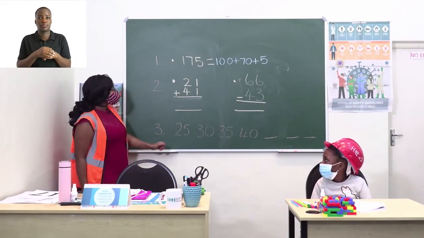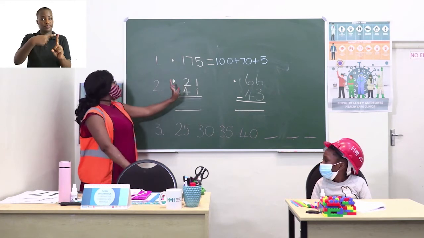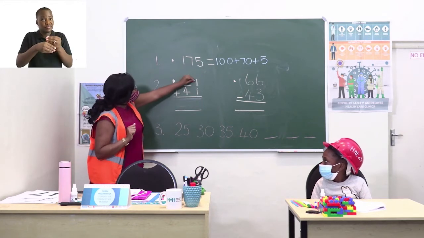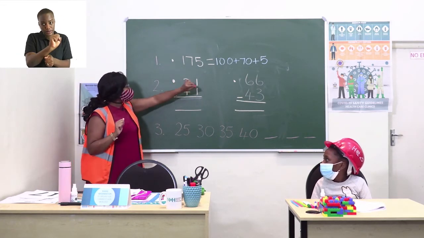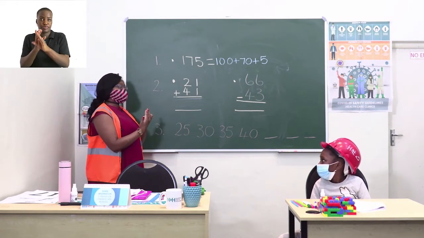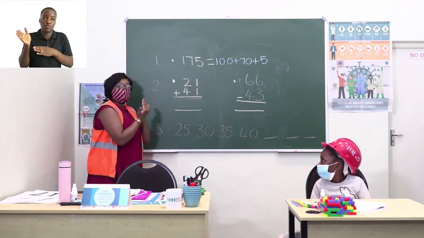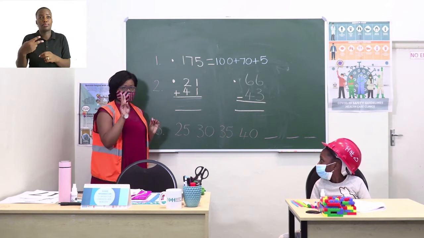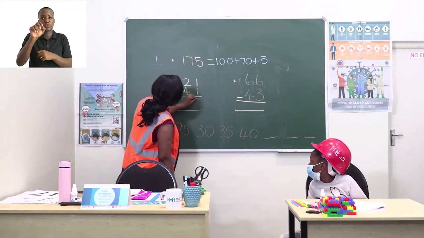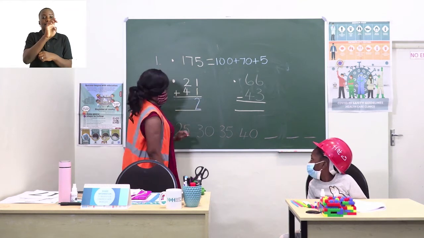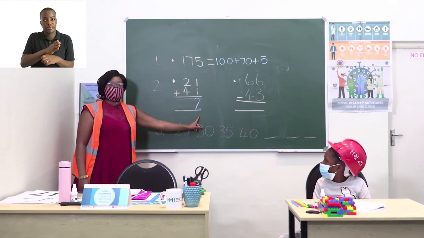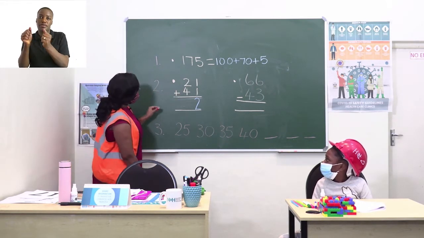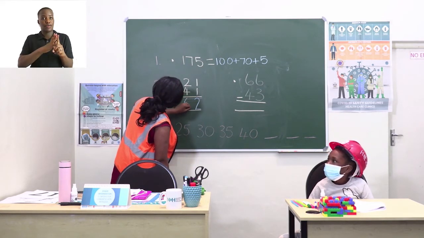On the board, we have 21 plus 41. And this is how we add. We are going to say 1 plus 1. Remember, when we are adding like this, we start from the right and then come to the left. So we say 1 plus 1 equals 2. So we write our 2 just underneath here, in line with our numbers. Then we say 2 plus 4. 2 plus 4 equals 6.